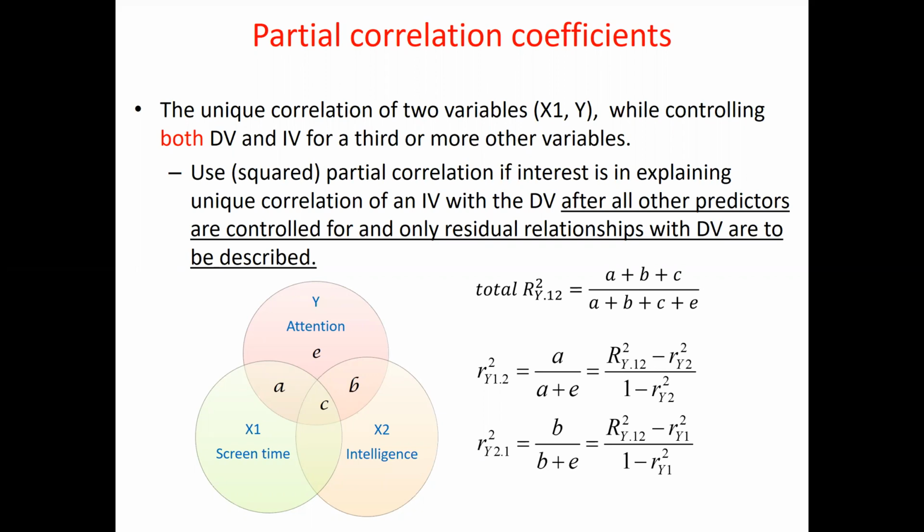And it would be a over e, where e would be only that proportion of variance in attention that wasn't explained by any other independent variables, so a residual component of attention. So there is a slightly different way of looking at unique relationships between independent variables and a dependent variable in multiple regression.